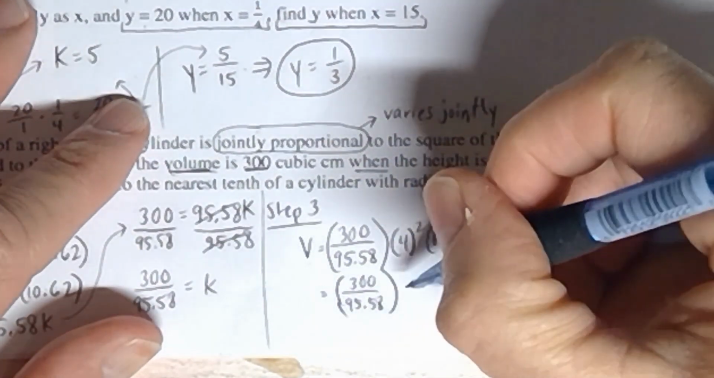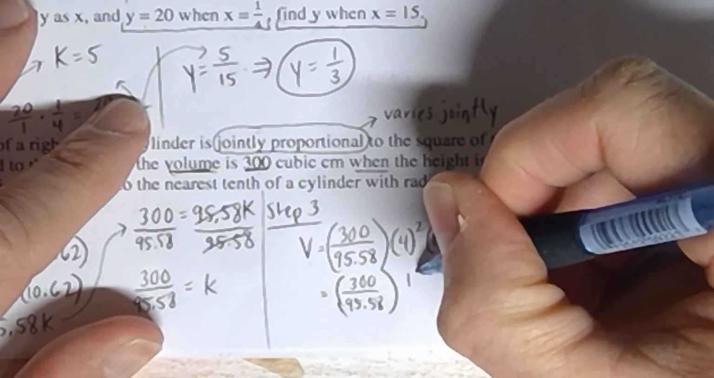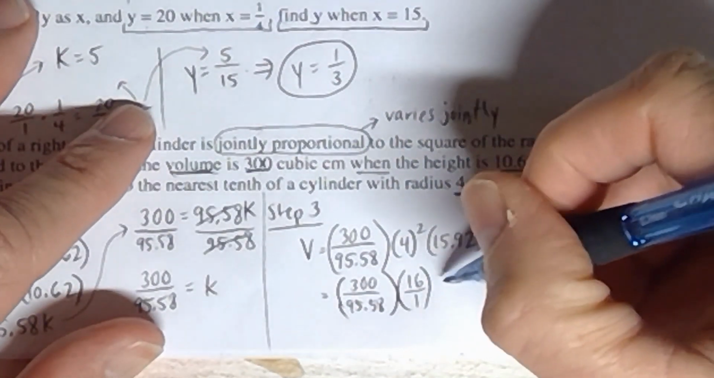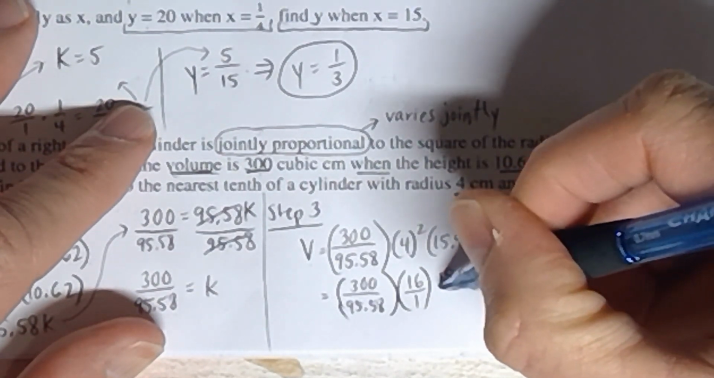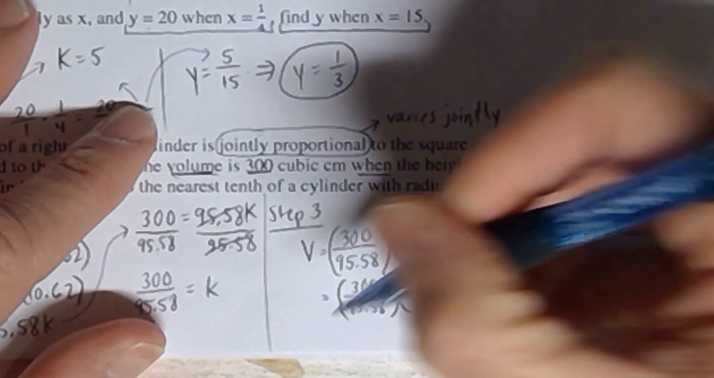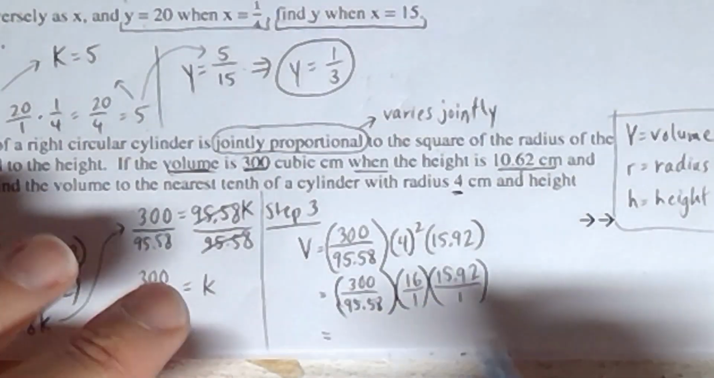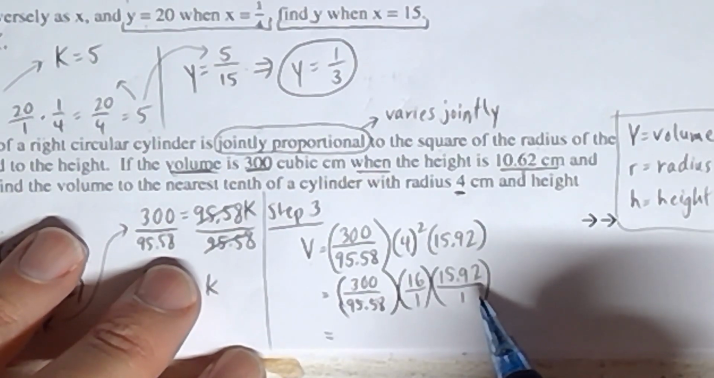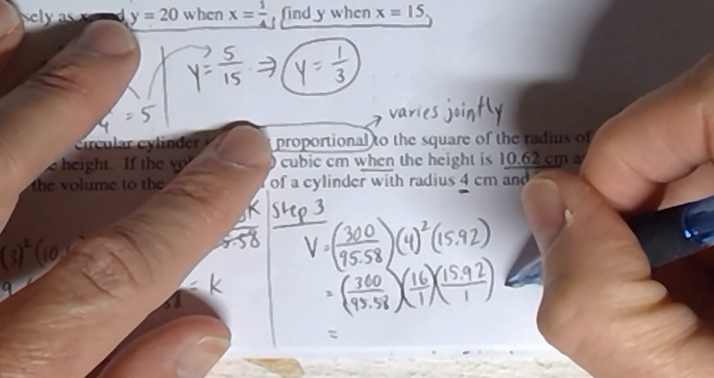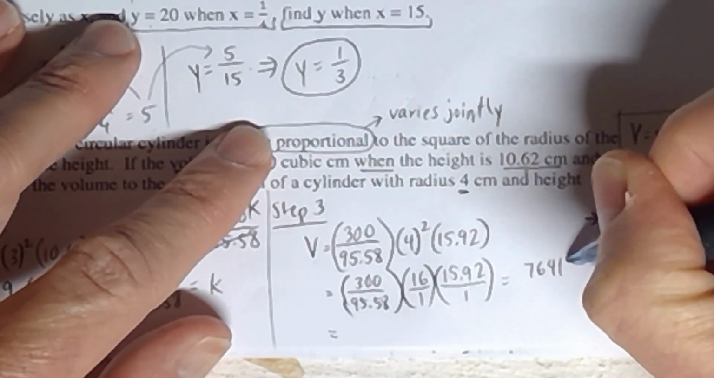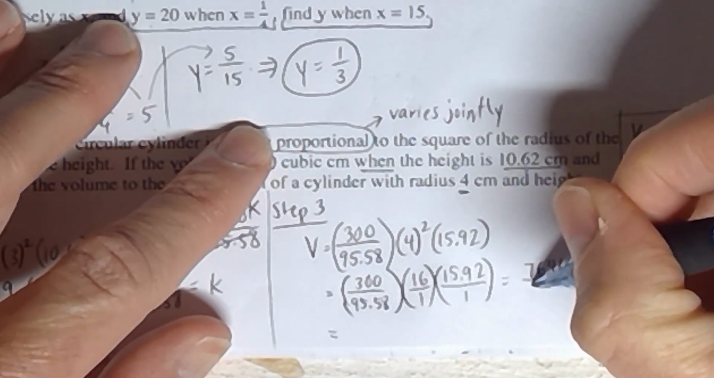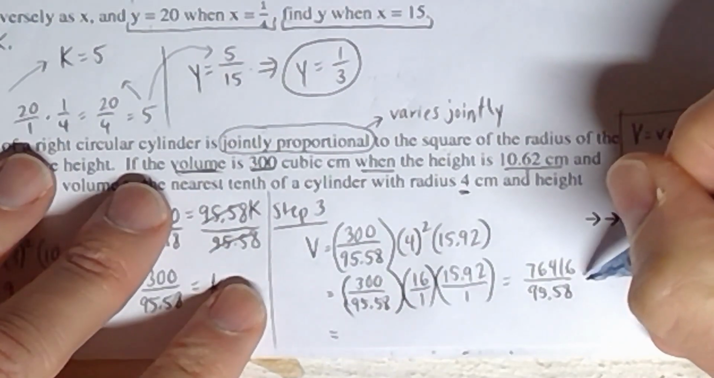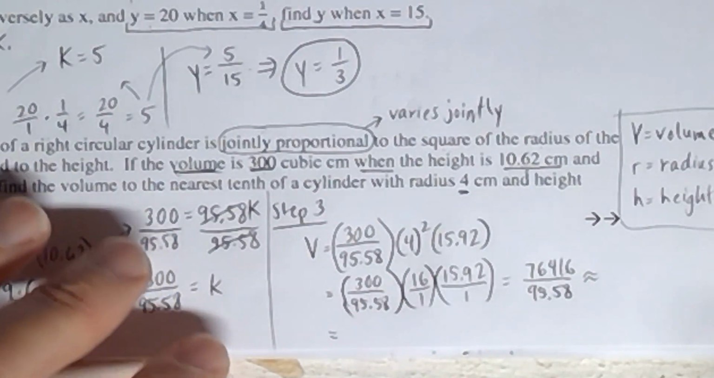again, do the exponents first. We got 16. Now, when you do the 16, we now have 16 over 1, and I make that into a fraction because we're going to multiply by this fraction here. Go ahead and make this into a fraction too. If you're multiplying a bunch of things and one of them's a fraction, it's easiest to just make them all into fractions. If you multiply the tops and the bottoms together, which is what you do when you're multiplying a bunch of fractions, you get, I'll just write it down over here, 76,416 divided by 95.58.